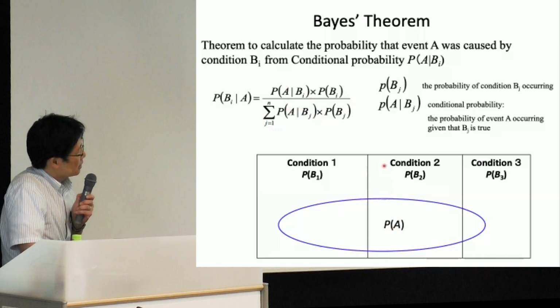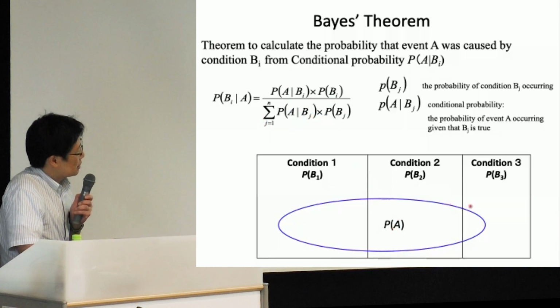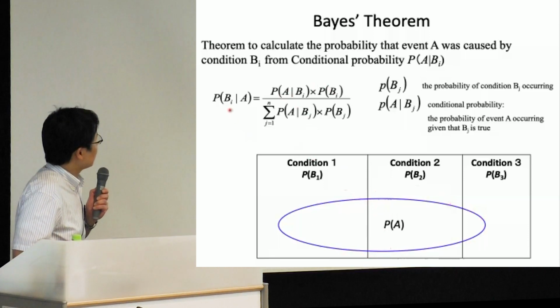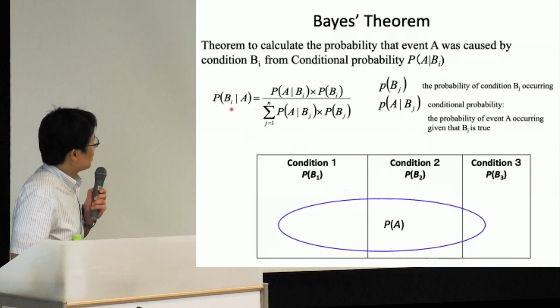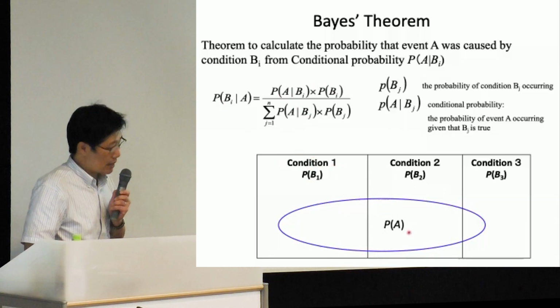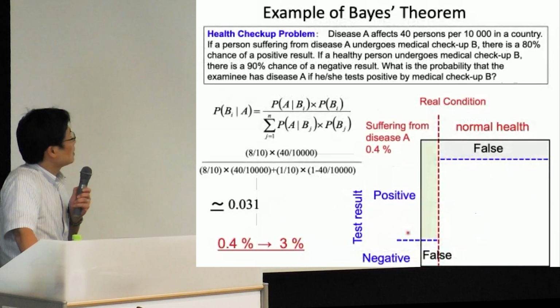In this case, the denominator of this equation corresponds to this region surrounded by the blue line, and the numerator corresponds to this region. In that way, we can calculate the probability that condition 1 is the cause of the resulting event A. So let's think about an example.